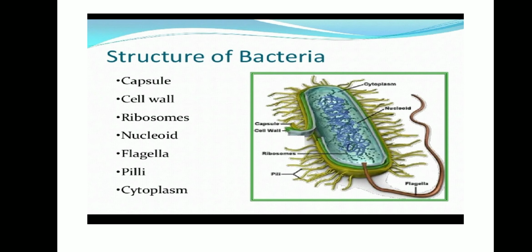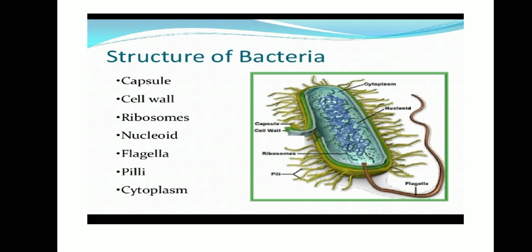And then this bacteria has an extra chromosomal DNA called plasmid. It is also present in the cytoplasm. And other organelles like mitochondria, Golgi body, and endoplasmic reticulum are all absent in the bacteria. So these are all the important organelles and parts in the bacteria.